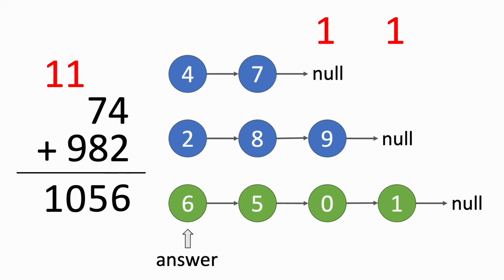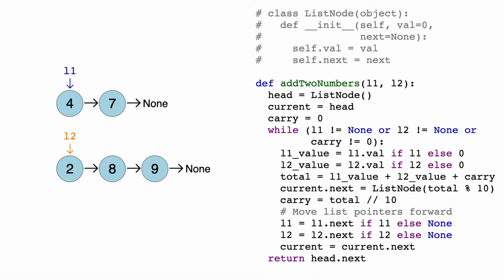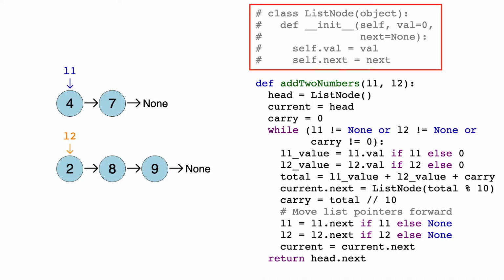Now let's look at the code and see how we can do this in Python. We're going to use this definition of a linked list here, which has two attributes, the value and next, which points to the next node. We are then given two variables, L1 and L2, which point to the head of each linked list.